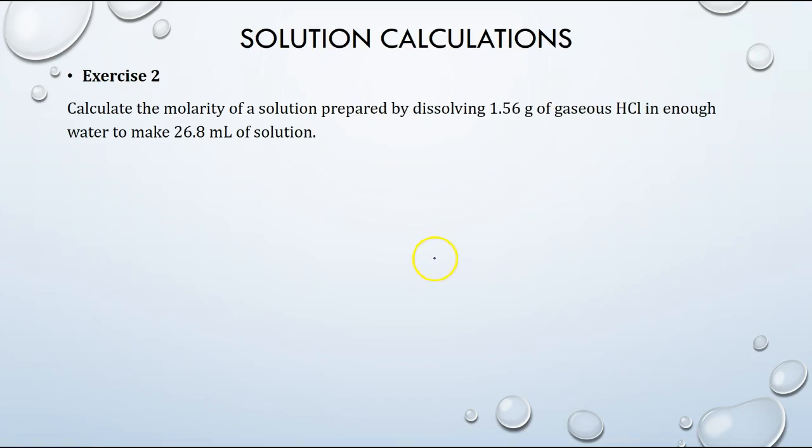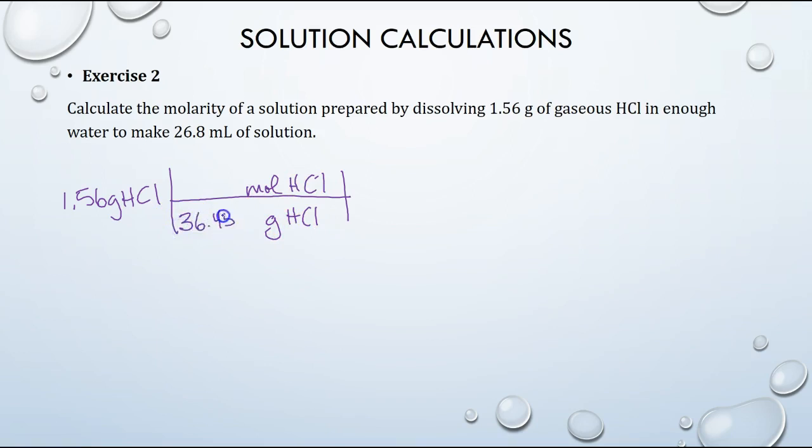So let's try another one. Calculate the molarity of a solution prepared by dissolving 1.56 grams of aqueous HCl in enough water to make 26.8 milliliters of solution. So the first place we start, 1.56 grams of HCl. We're going to change grams to moles because we want molarity. So we have to get moles of HCl from grams of HCl. Grams of HCl, that's 1 in 35, so that's 36.458 grams of HCl over 1 mole, and I end up with an answer of 0.0428 moles of HCl.